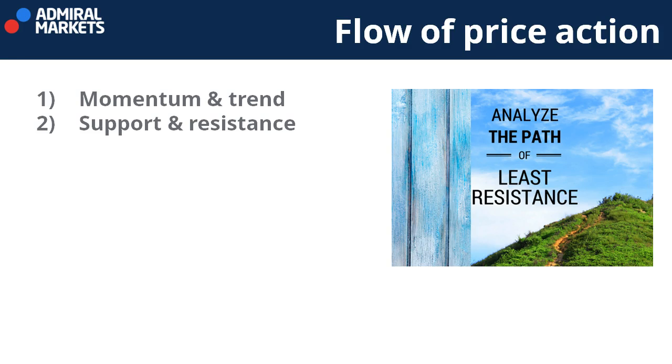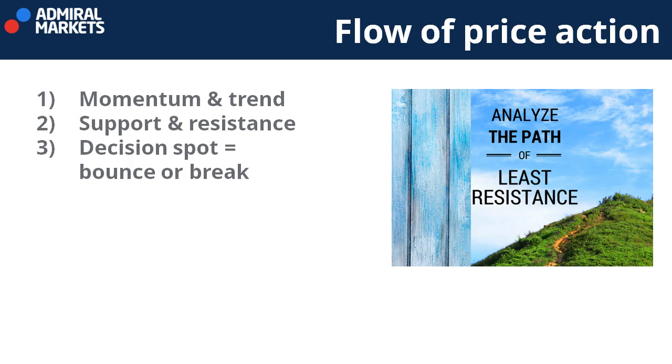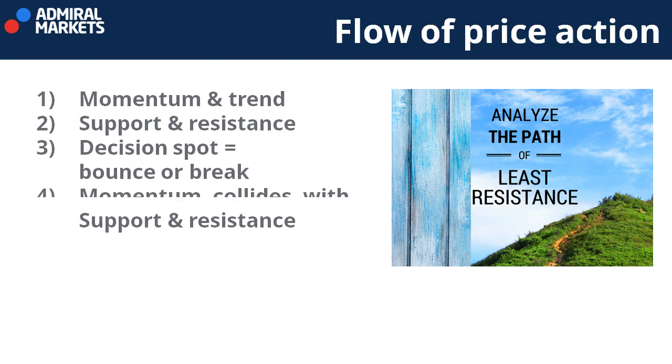So just like in nature, the same kind of concepts can be used to identify and understand the market structure when looking at a price chart. When price reaches such a level, it's what I call a decision spot. It's a bounce or break level, and one of the two is going to happen, and it depends which one is stronger and will be the victor in that battle. So basically, momentum collides with support or resistance, and that's when we get that decision.